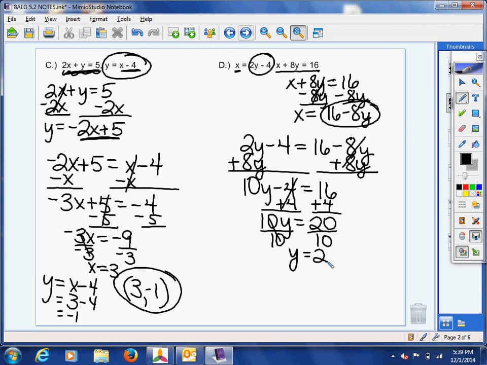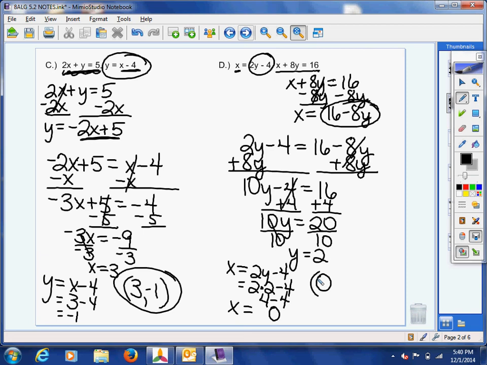I don't know the first half, so I need to pick one of these to plug into. I'm probably going to use that very first one. That one just looks easier to me. So I'm going to do 2 times 2 minus 4. Well, 2 times 2 is 4, and 4 minus 4 is 0. So we're saying that x is 0. So you need to put that number first. Even though I solved it and got that number second, that's the x.